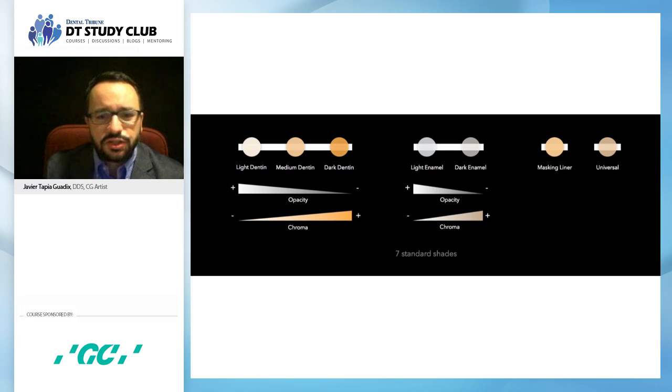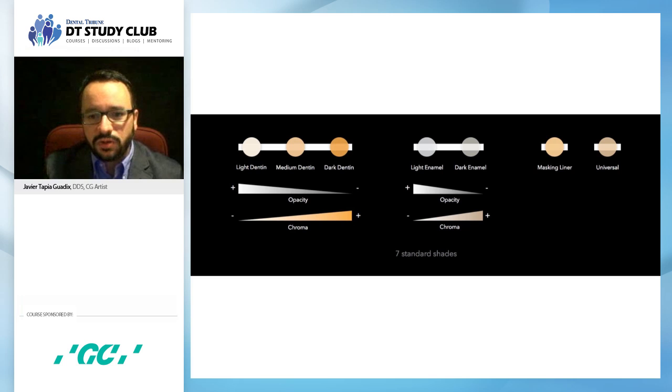And this is the basic system. It's a shade system that will have 3 dentins and 2 enamels, together with a masking liner and a universal shade. The masking liner is a flowable paste to cover discolorations. The universal shade is mainly designed for posteriors in order to make a one-shade restoration. It's just like a body shade. The enamel shades are very similar to what we can also see in the market: a whiter enamel, light enamel, and a dark enamel.